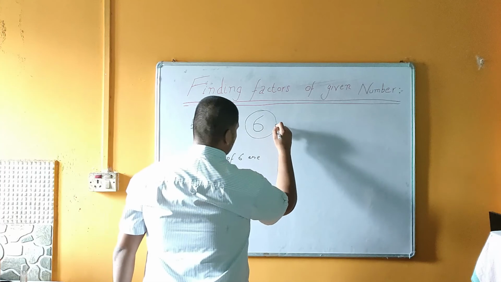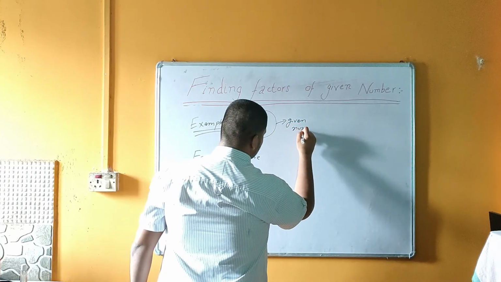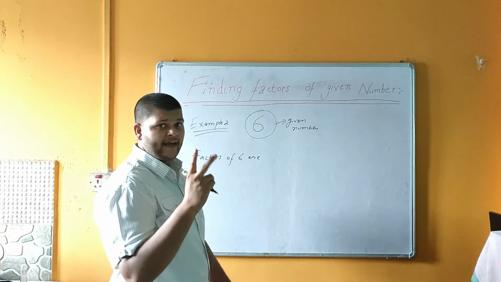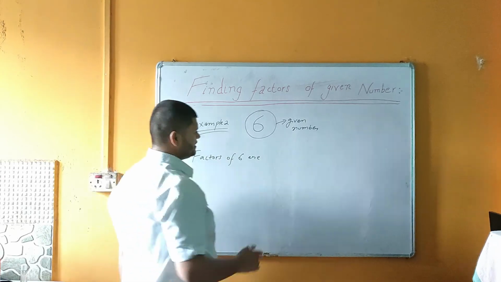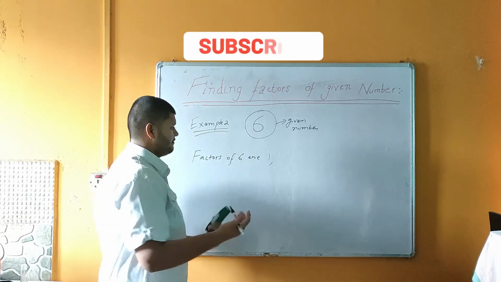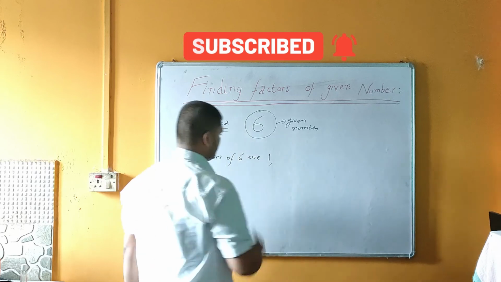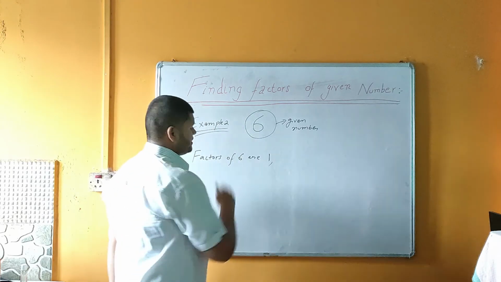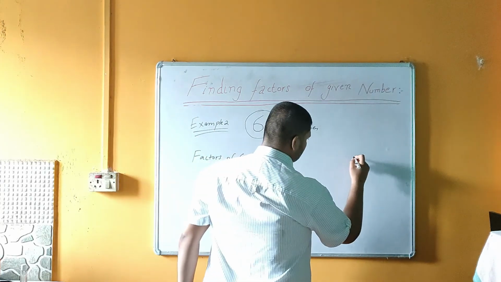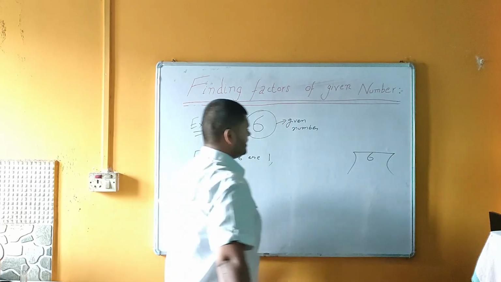This is the given number. For every given number, two factors will be already known. What are they? 1 and the number itself. The number itself is 6. So we will write later on. So for this 6, we are going to find the factors. To find that, you have to divide. You have to write 6 over here.